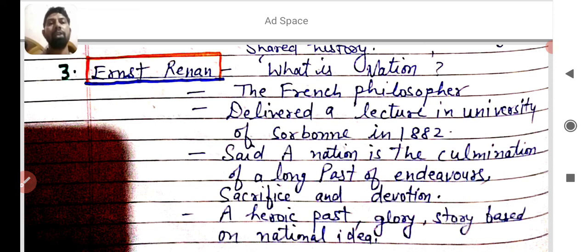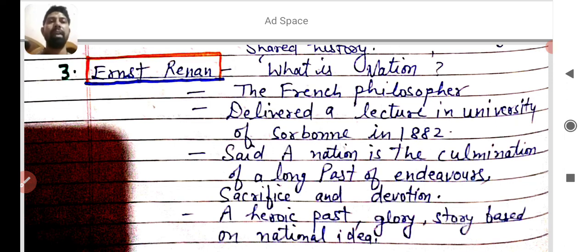I hope you learned the 2-3 main points given by Ernest Renan. Firstly, Ernest Renan was a French philosopher, and he delivered a lecture at the University of Sorbonne. And what was the major topic of his speech? What is a nation? He told us that a nation is the culmination of endeavors, of sacrifice and devotion. And it's also the culmination of a heroic past and glory. I hope you learned this point easily.